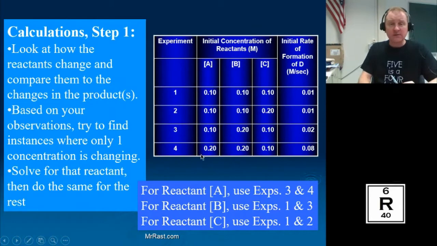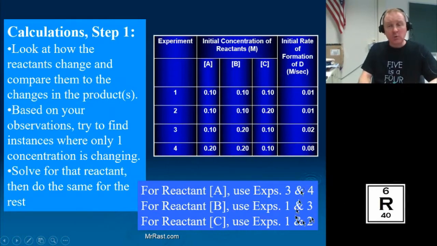That's the first thing you have to do, is figure out how we're going to analyze A, B, and C. What part of our data will we use? To figure that out, again, find where A is changing, but B and C are the same. Find for B where B is changing, but A and C are the same, and finally where C is changing and A and B are the same.